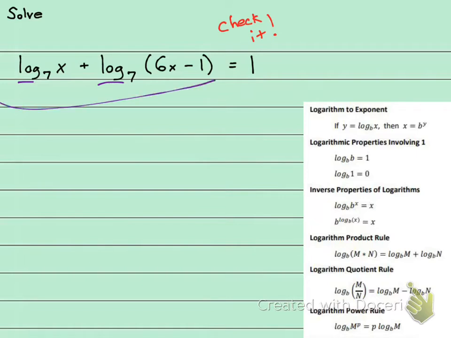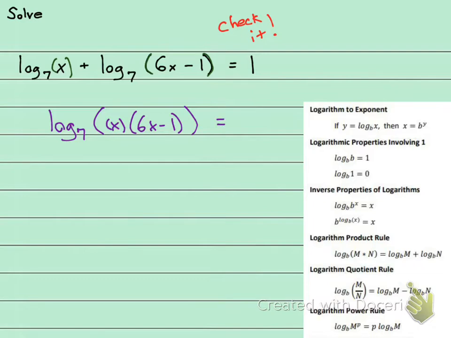To solve, I want to take my logarithms and condense them into one logarithm. I see that these two are both being added and they both have the same base. So I look on my formula sheet and I see that I can condense these into one logarithm. We're going to have 1 log base 7, and then this x and this 6x minus 1 will now be multiplied: x times 6x minus 1.